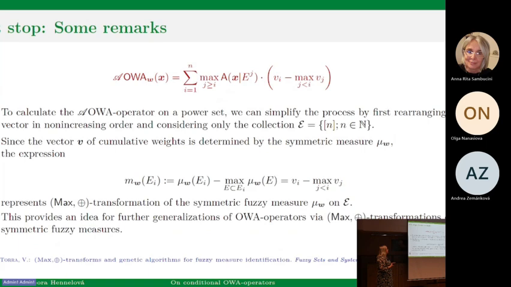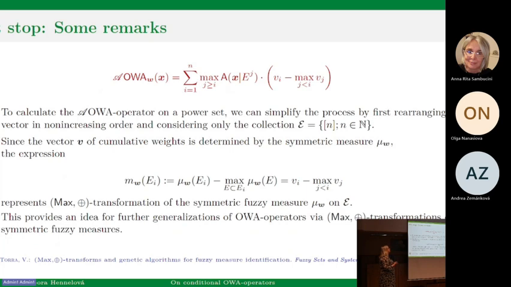Some remarks. To calculate the over operator on a power set, we can simplify the process by first rearranging the vector in non-increasing order and then considering only this collection.